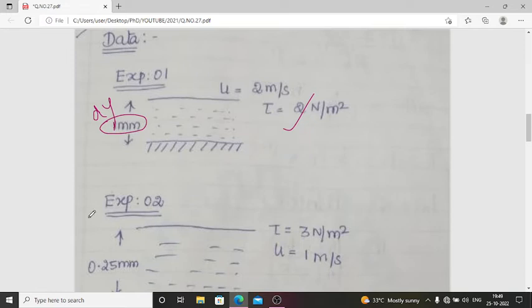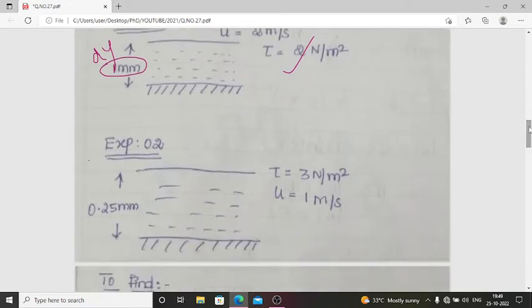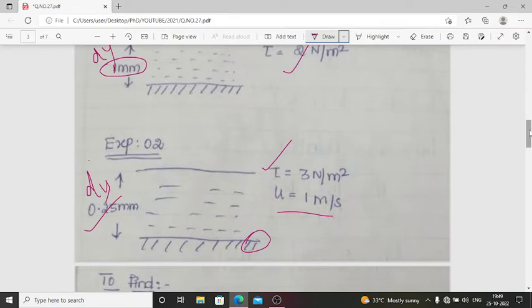Similarly, the second experiment. In this experiment, the plates are separated by a distance of 0.25 mm. So this is the dy. 0.25 mm is equal to 0.25 into 10 to the power minus 3 meter. Here the shear stress value is 3 Newton per meter square. The upper plate is moving with a velocity of 1 meter per second, so we take small u. The other plate is fixed, the stationary plate, so we take velocity equal to 0. There is no movement.